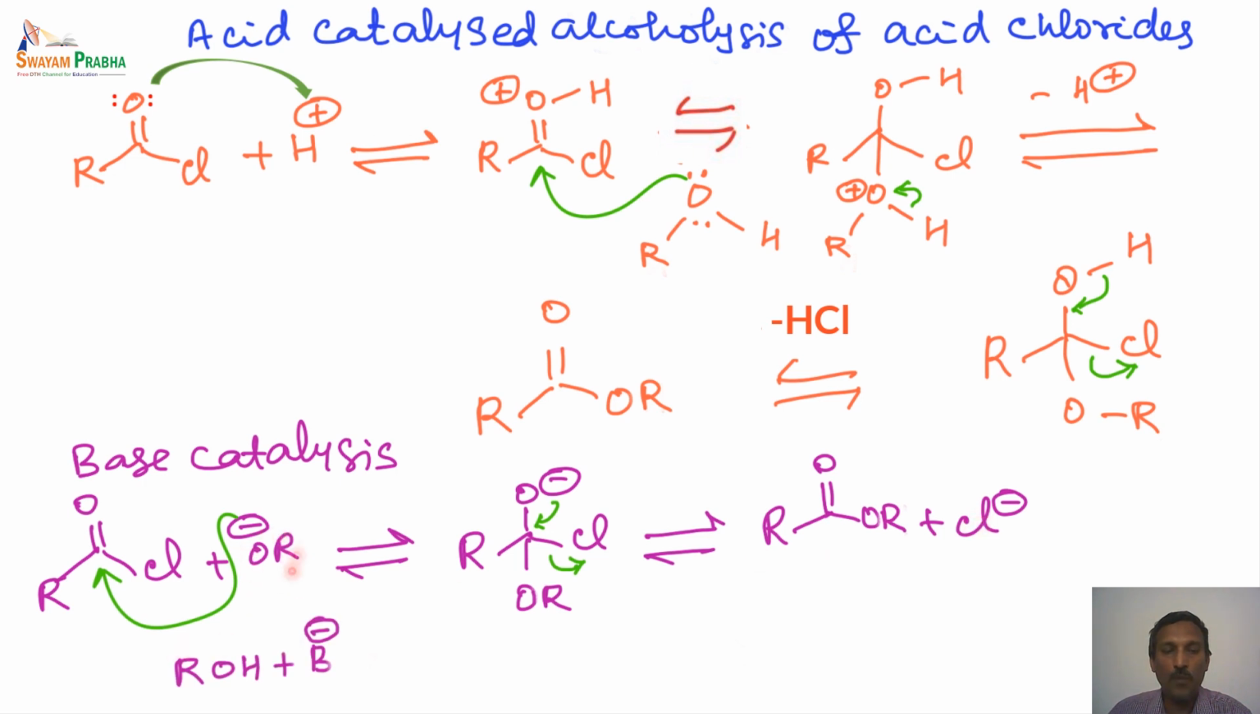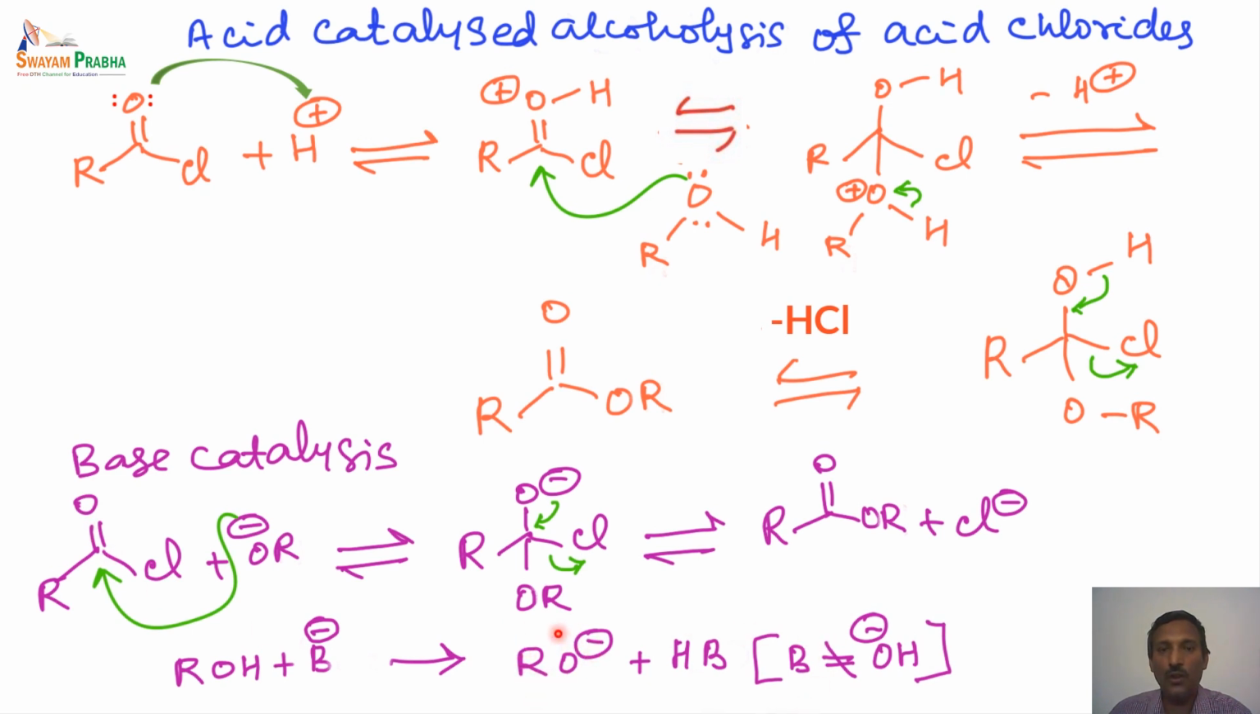So how the OR minus is formed is basically we need a strong base. A base should be much stronger, and then only it can abstract a proton from the alcohol. So the initial base abstraction of a proton from the alcohol produces the alkoxide anion. So this alkoxide anion is the one which is actually responsible for the attack on the acid chloride.